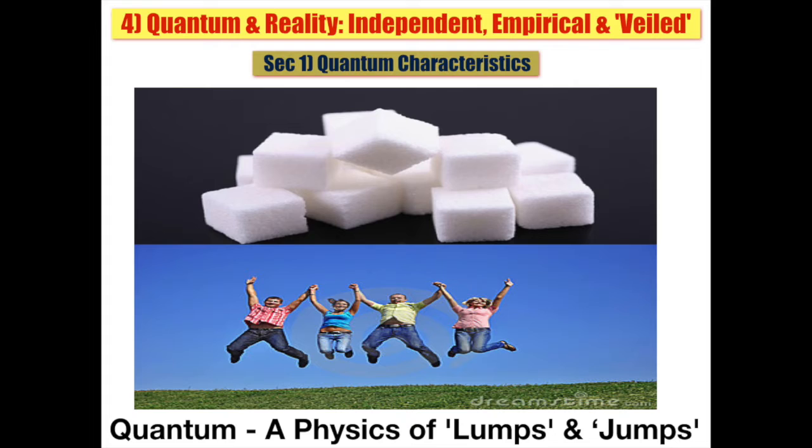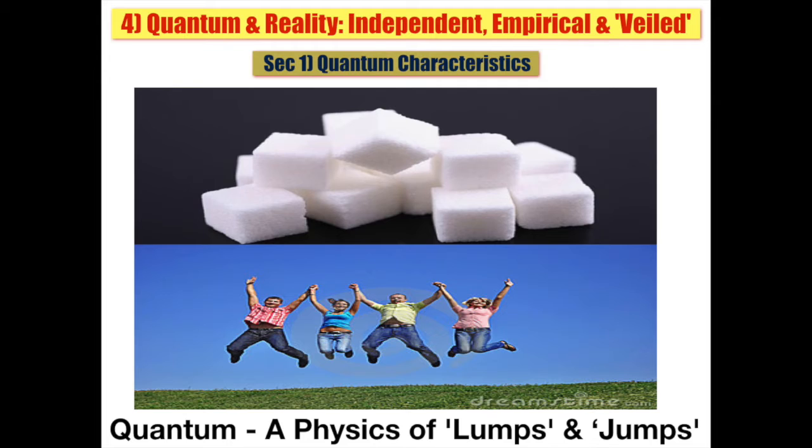Section 1, Quantum Characteristics. The theory of quantum mechanics is the result of our scientific efforts to observe reality at the extreme micro level of subatomic phenomena. In the process, it has generated a plethora of counterintuitive concepts. An Oxford physicist, Ian Aitchison, has characterized quantum as a physics of lumps and jumps, as Danah Zohar explains.